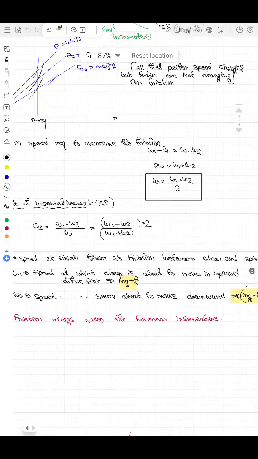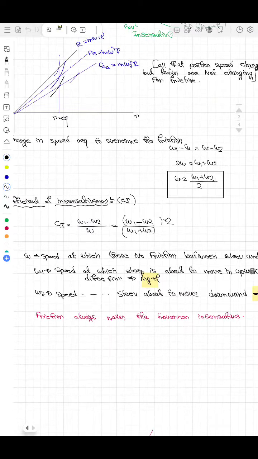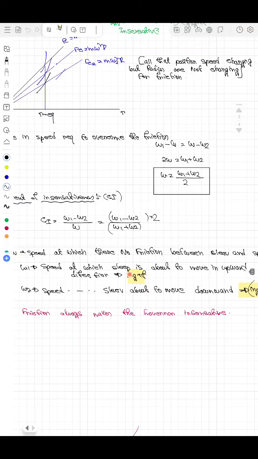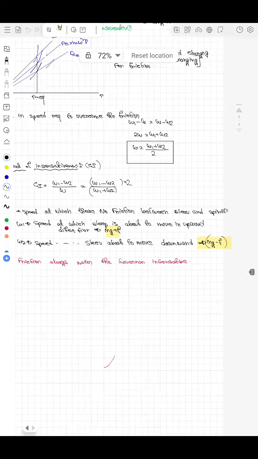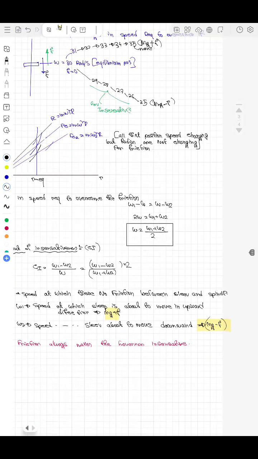Omega is the speed at which there is no friction between the sleeve and spindle. Omega1 is the speed at which the sleeve is about to move upward. It is upward, and for omega2 it is the same thing, but it is going to move downward. There it is mg minus a and here mg plus a. So it will be mg plus a. We are just making a mistake. So mg plus a, and in this case mg minus a, because you have to take this much more amount.